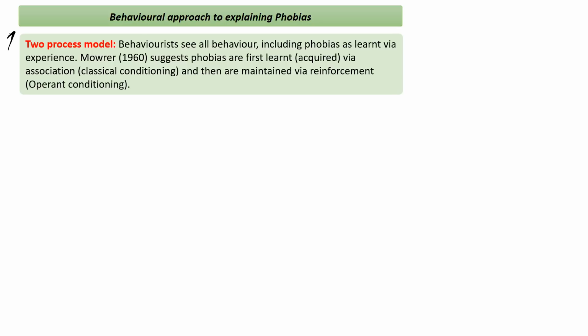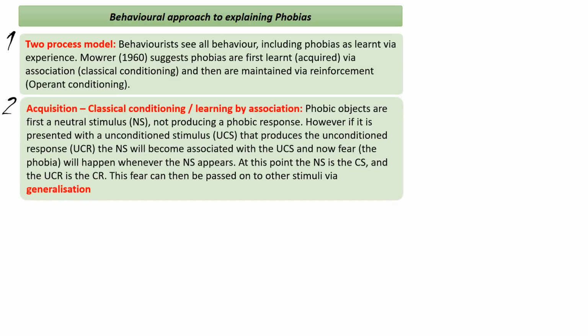The most complex part of this is the acquisition, how we gain phobias through classical conditioning. I'll explain it through for you now, I'll then give you an example, but if you're still a little unsure, please do go back to the behaviourist video, where I put a full diagram up of how learning by association works. So if we remember back, we have neutral stimuli. Now a phobic object will start as a neutral stimulus. A neutral stimulus won't produce a phobic response, it won't produce any response. But an unconditioned stimulus will produce an unconditioned response.